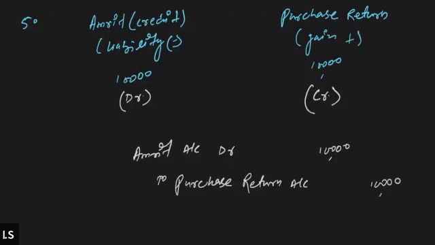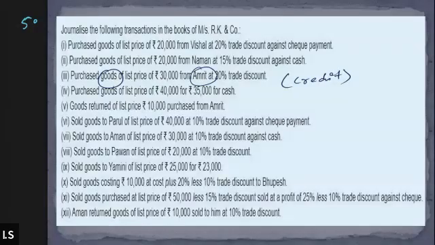Okay, then the next transaction. We did first, second, third, fourth, fifth. Next is the sixth transaction. Sold goods to Parul of list price 40,000 at a trade discount against check payment. We have sold goods to Parul. The list price is 40,000, but we have given her a discount of 10%. So the general entry in this case will be, anybody?